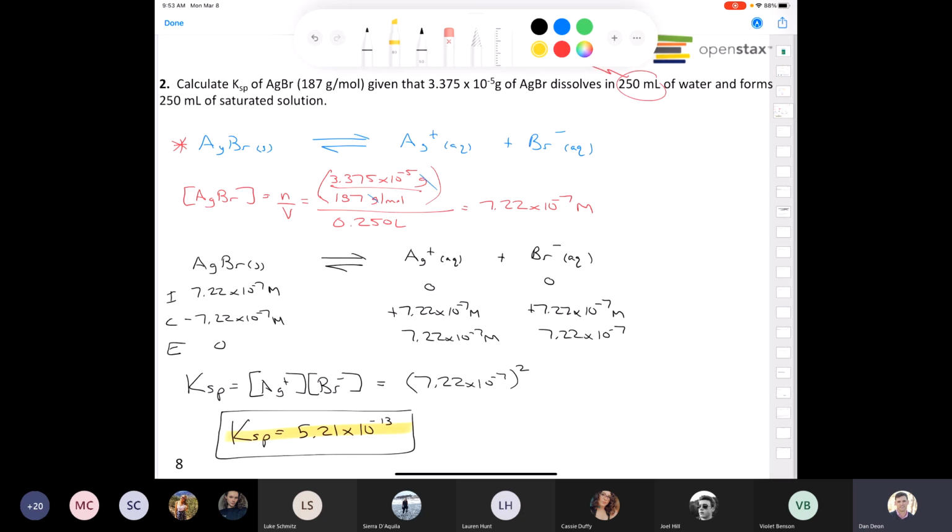If you compare that with the Ksp of silver chloride, which from the last problem was 1.7 times 10 to the negative 10, you can see that silver bromide is actually less soluble in water than silver chloride. Why? Because the Ksp value for silver chloride is bigger. It's still not a very big number, but it is bigger, right? And so silver bromide is going to be less soluble in water than silver chloride.